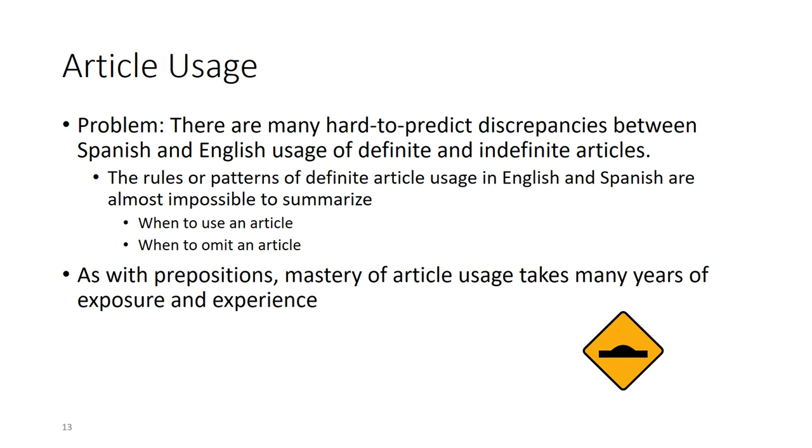The rules or patterns of definite article usage in English and Spanish are almost impossible to summarize. I've never seen a satisfactory or thorough explanation of when to use an article, when to omit an article, going from English to Spanish or from Spanish to English. So, as with prepositions, mastery of article usage, when to use them, when to omit them, takes many, many years of experience, practice, and exposure. I guess I should say exposure, practice, experience. So it's definitely a speed bump, kind of like a landmine, actually.